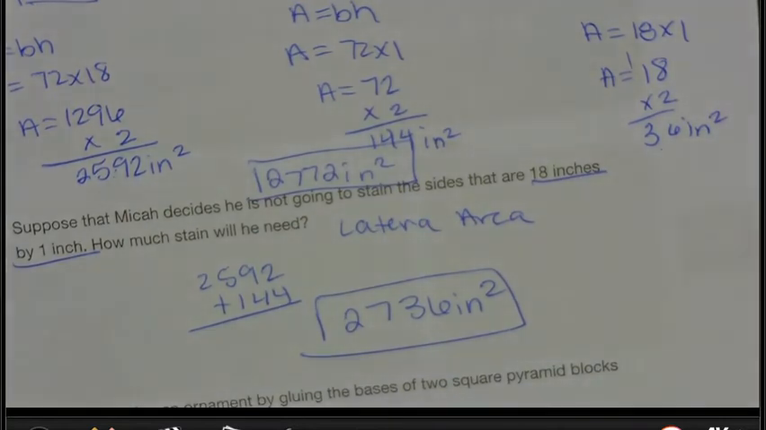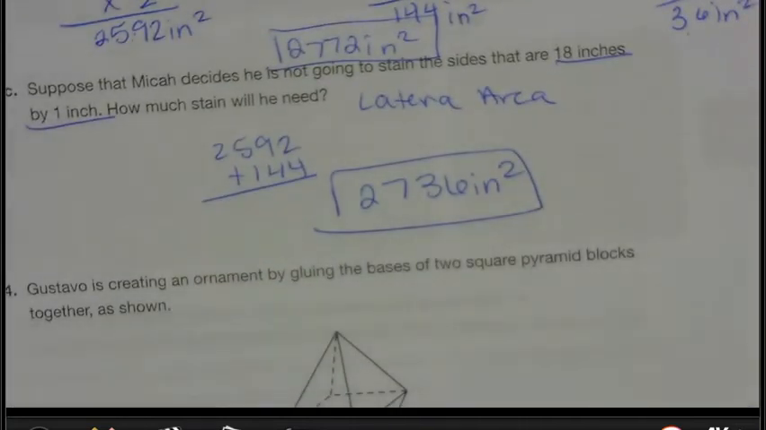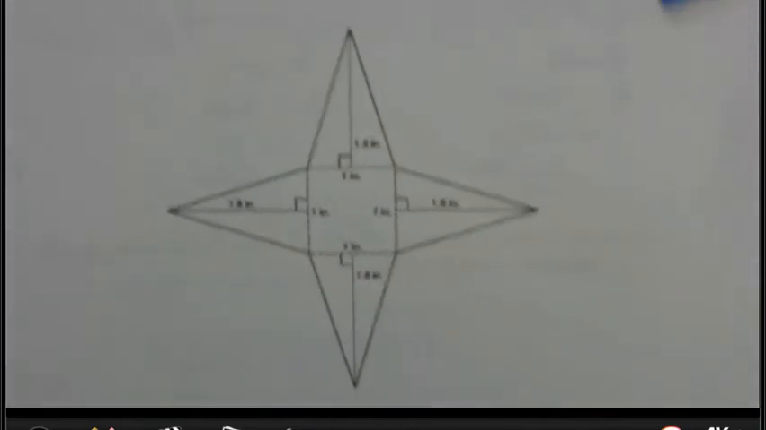Okay, and the last one, number 4. Number 4 here, it is Gustavo. He has made an ornament by gluing the 2 bases of the square pyramids together. All right, so let me flip over here. I'm going to zoom in for you just a second. If you would like to pause the video, you can take a screenshot, or fill out your net here. It is on the back for letter A.